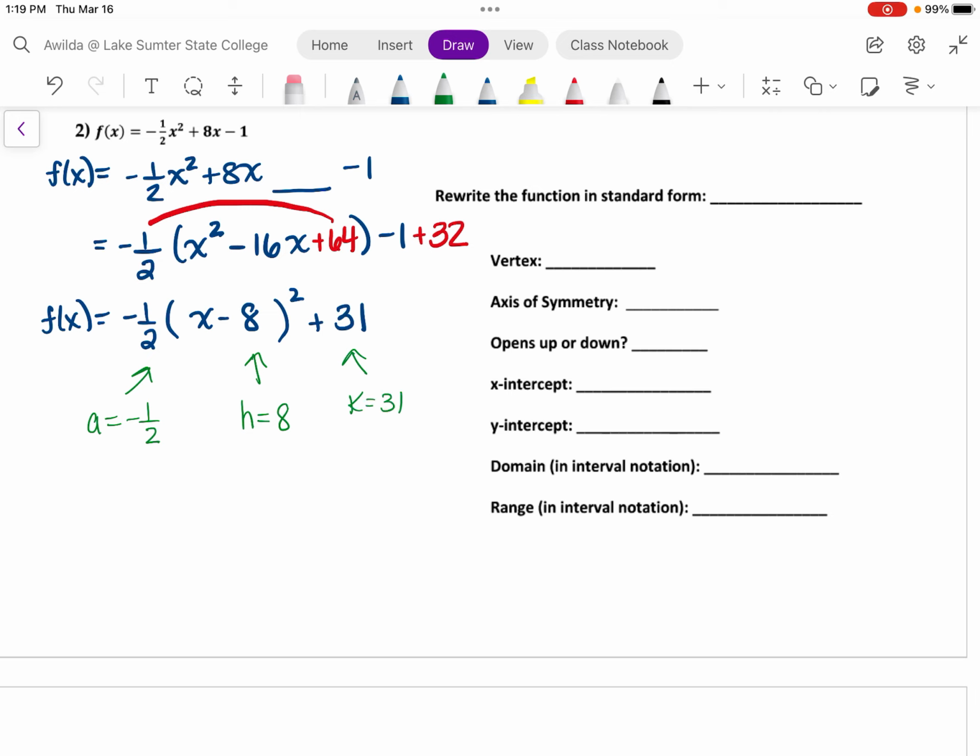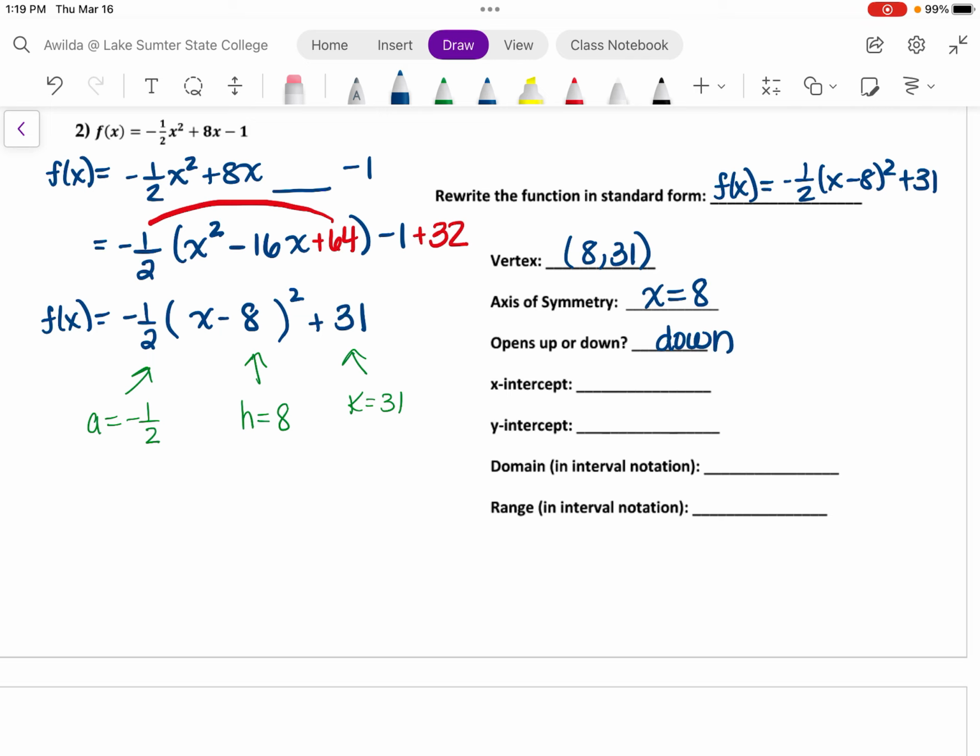So let's go ahead and write this in vertex form. The vertex is at (h, k), so it will be at the ordered pair (8, 31). The axis of symmetry will be the vertical line x equals 8. Because a is negative, the parabola will open down.